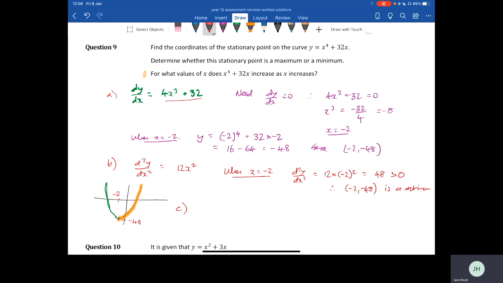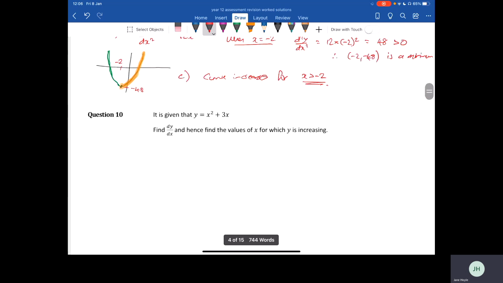So the point at which it's increasing is determined by where that stationary point is. So I know that the curve increases for values of x being greater than -2. Technically we shouldn't put greater than or equals, because when x equals -2, that's when we've got our stationary point. So we should make sure we put a strictly greater than sign there.